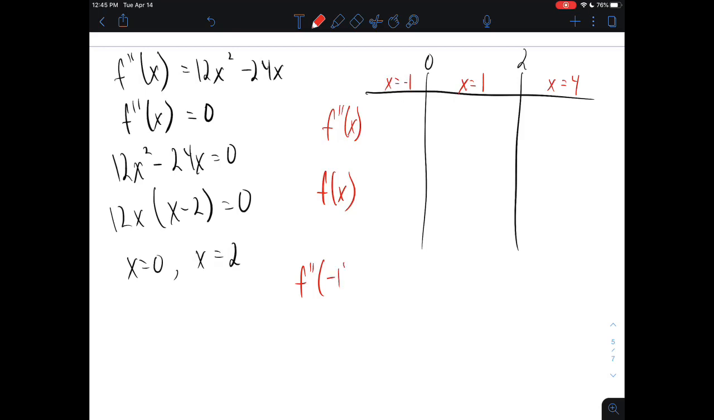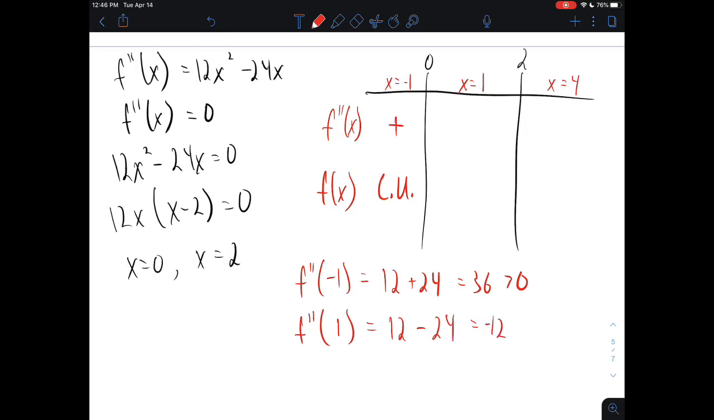So the second derivative at negative 1, that would be 12 times negative 1 squared, so 12, minus 24 times negative 1, that's a plus 24, that's 36, which is positive. And since my second derivative is positive, by the concavity test my original function is concave up. And then my second derivative evaluated at 1, that would be 12 minus 24, which is negative 12, which is negative. So that means I have concave down.